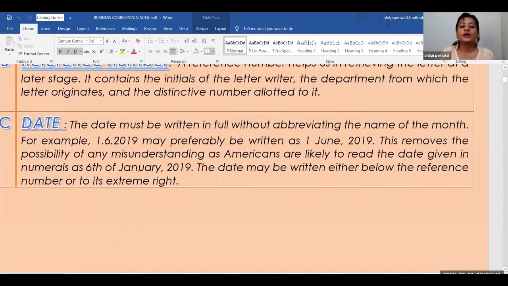Date has to be written. It's better not to write the date like 1/6/19, because sometimes for July also we might write 6. It's a small mistake which could be made. It's better to write it as 1 June 2019. In this case, we will mostly not make a mistake.